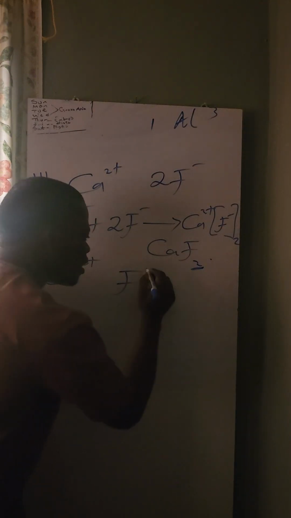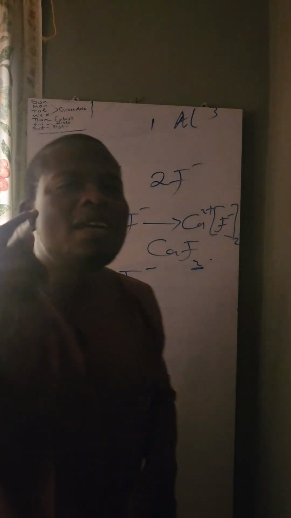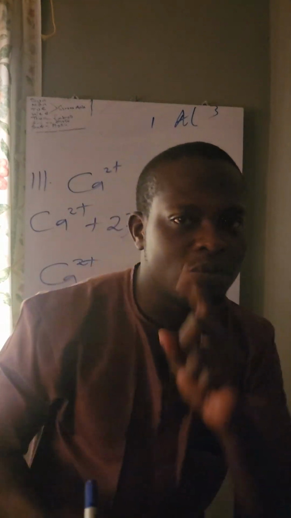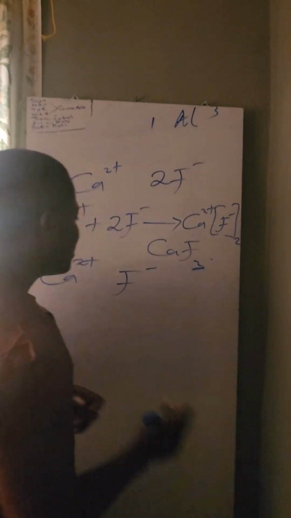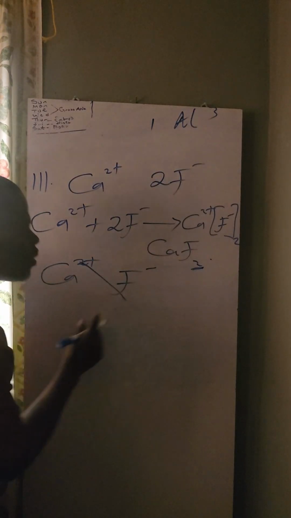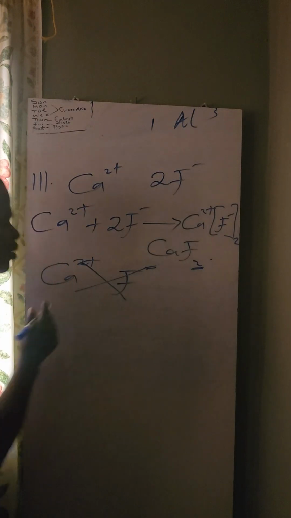Fluorine, F minus. What we call the inverse ratio is what I want to explain. Inverse ratio means this one is going to accept the valency of this, while this one is going to accept the valency of this.